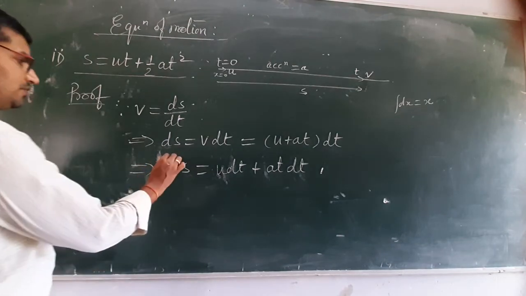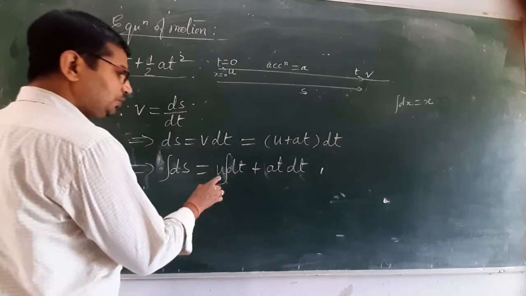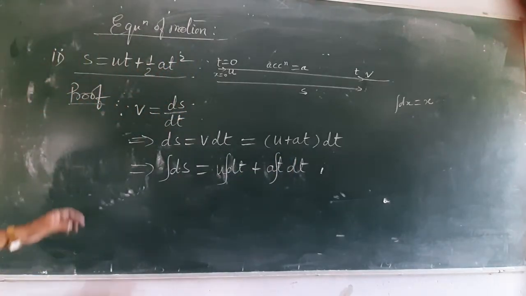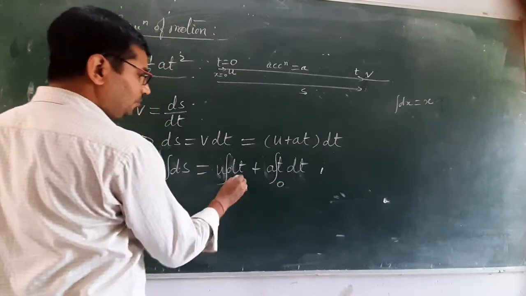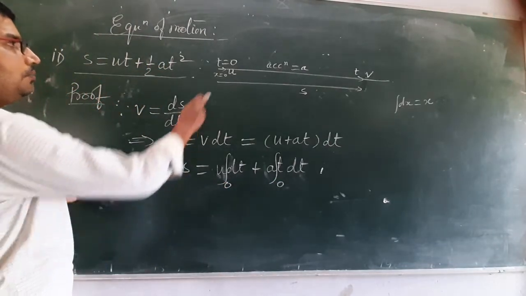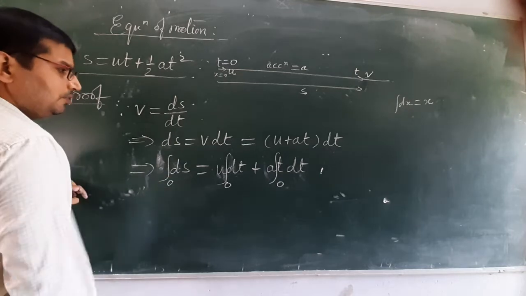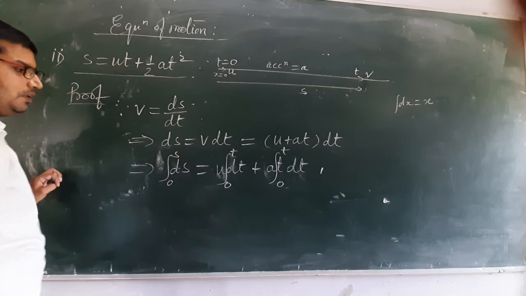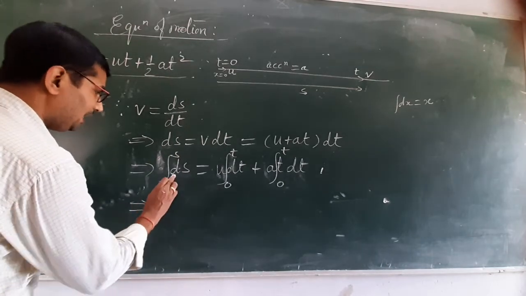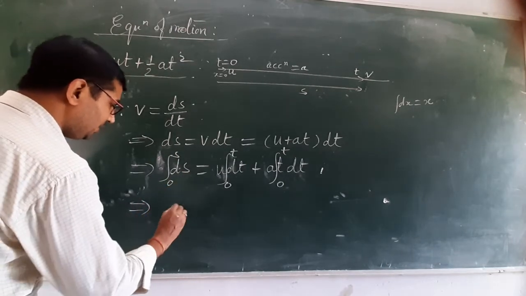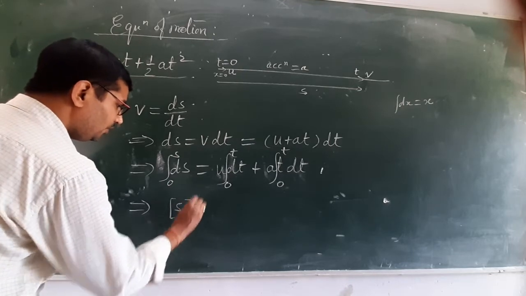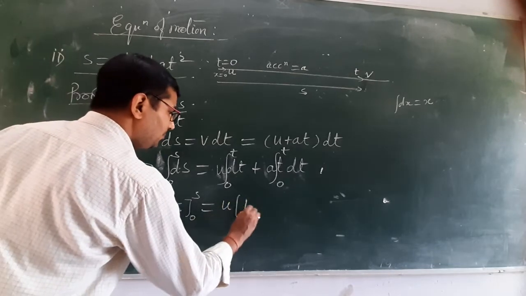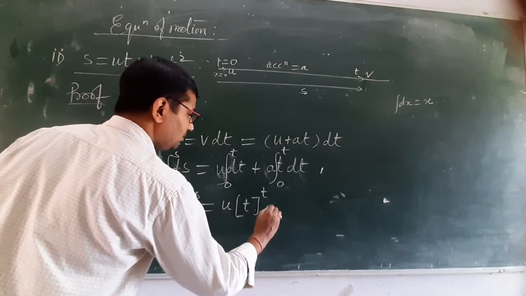Now integrating both sides with their proper limits. u is constant, a is constant. The lower limit of time t is 0, and the lower limit of displacement is 0. The upper limit of time is t, and the upper limit of displacement is s. Again integration of dx is equal to x, so integration of ds is equal to s, from 0 to s. u integration of dt will be t from 0 to t, plus a.